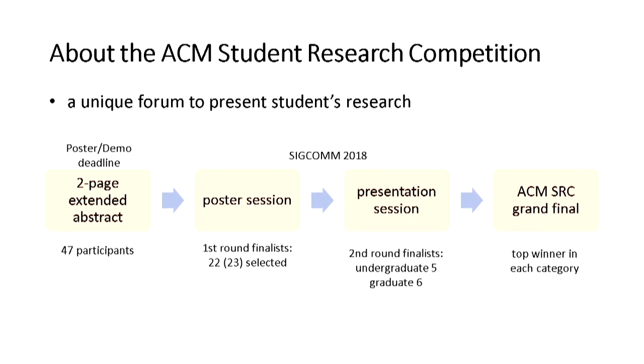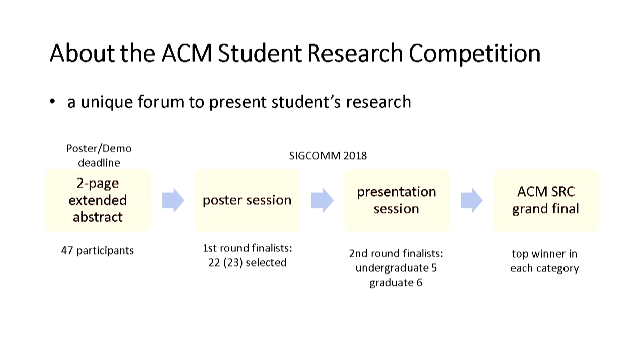Initially, in order to participate in the competition, a student has to submit a two-page extended abstract, which was submitted for the poster and demo at SIGCOMM. We received 47 submissions at the initial stage, and we selected 23 of these two-page abstracts and invited them to SIGCOMM for the next stage. The next two stages were held during the conference. The first stage was the poster session. This was on Wednesday during the poster and demo session.